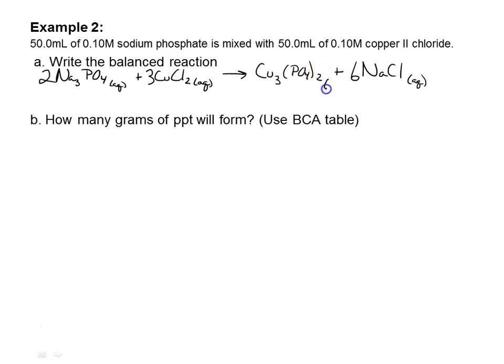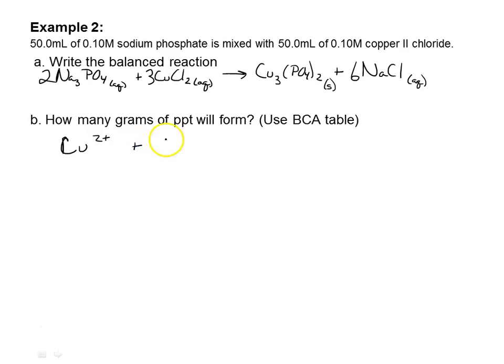Copper phosphate, this is my solid because phosphates are generally insoluble. Now let's think about what this is going to look like as a net ionic equation. We're going to ionize everything and split it up that way. And that basically leaves us with copper ions.